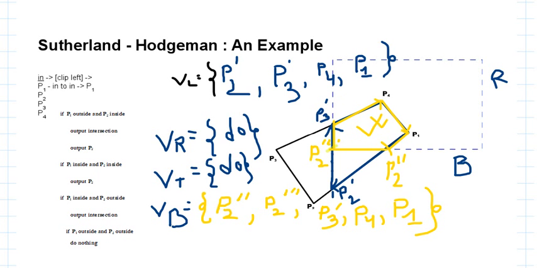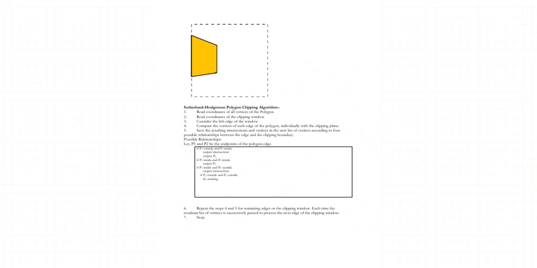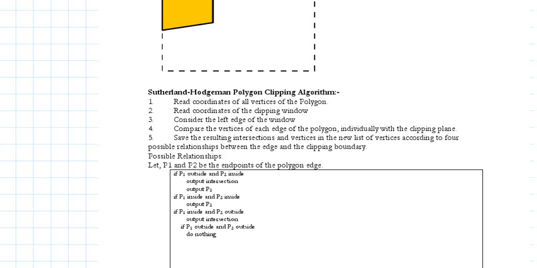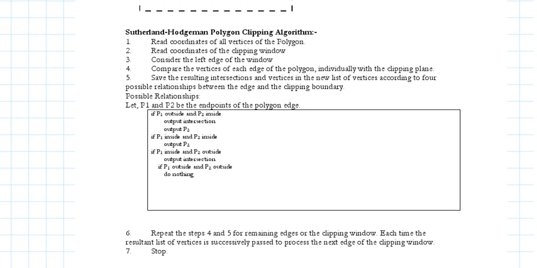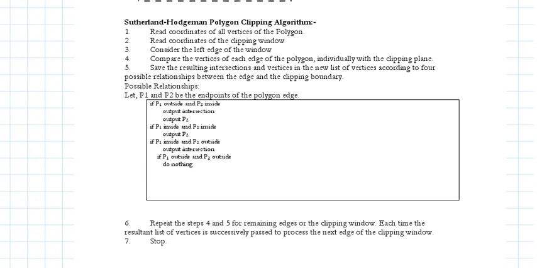So let me go back to our reading material, documents. Yes, here are the statements for the algorithm. Just have a look. Read coordinates of all vertices of the polygon as we did in our example. Read coordinates of the clipping window. That means by following steps 1 and 2, you are defining the original polygon and the clipping window. Then consider the left edge of the window.